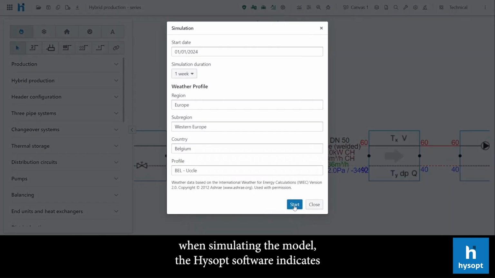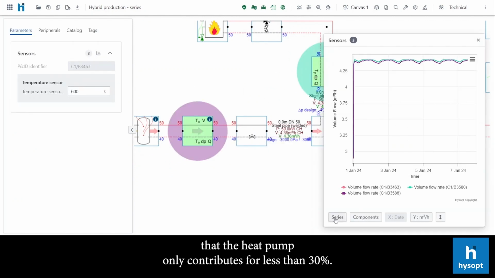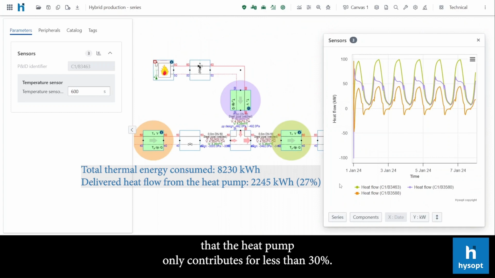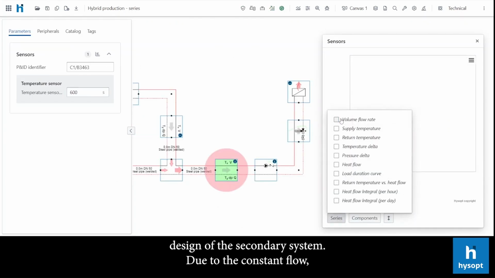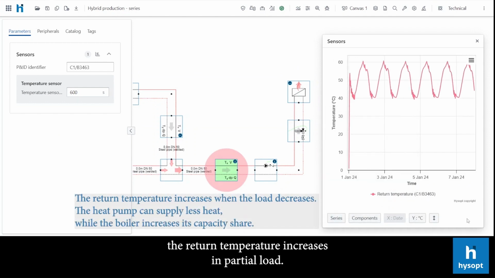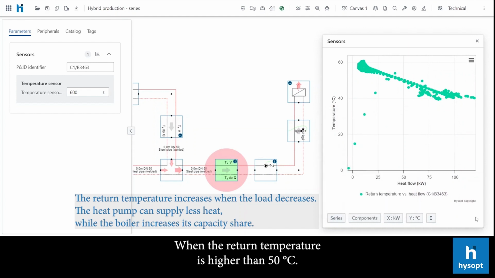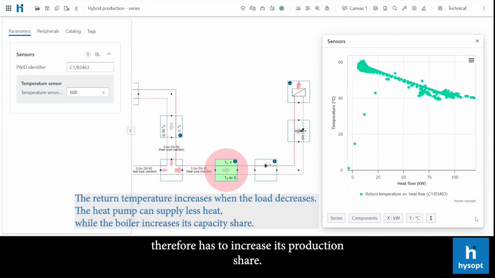However, when simulating the model, the Hysopt software indicates that the heat pump only contributes for less than 30%. This is because of the poor design of the secondary system. Due to the constant flow, the return temperature increases in partial load. When the return temperature is higher than 50 degrees, our heat pump can no longer contribute to the heat production, and the boiler therefore has to increase its production share.